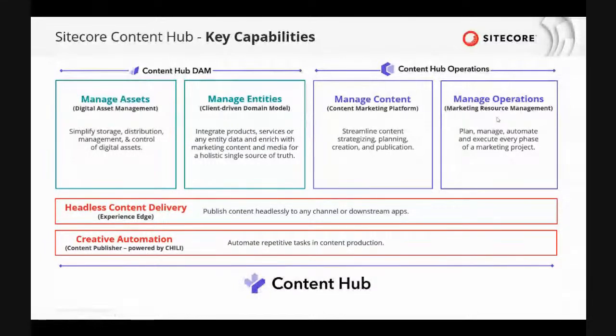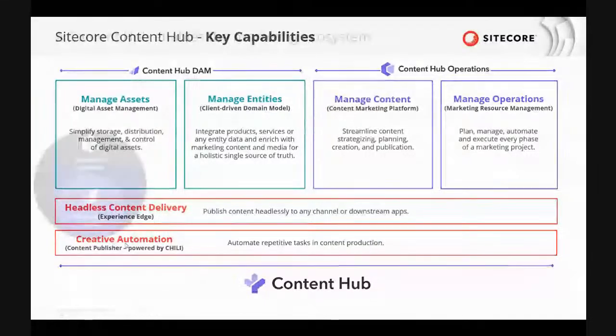All right. So from a licensing perspective, if you purchase Content Hub DAM, you get the digital asset management module, the ability to drive your client-driven domain model, as well as headless content delivery through Experience Edge. With Content Hub Operations, you get all of that from the foundational layer capabilities, managing assets, entities, and headless content delivery, as well as managing content and operations through our CMP and MRM modules. And the Creative Automation Content Publisher is a separate add-on license.